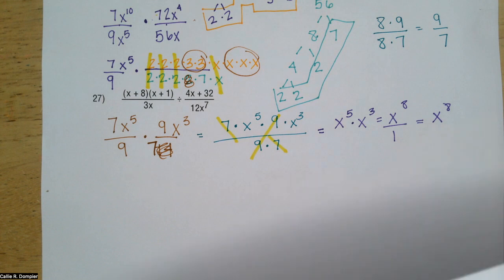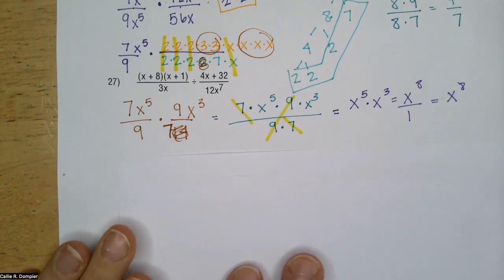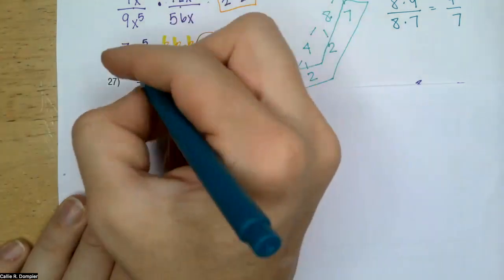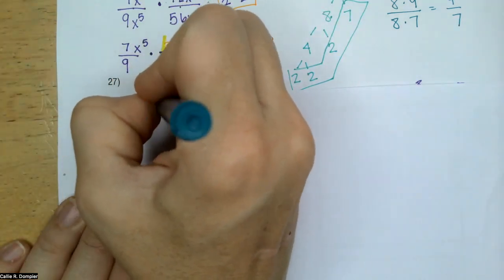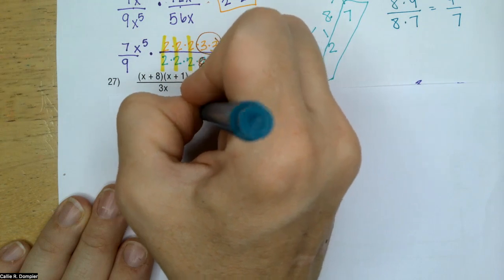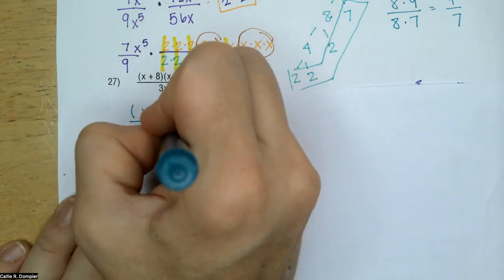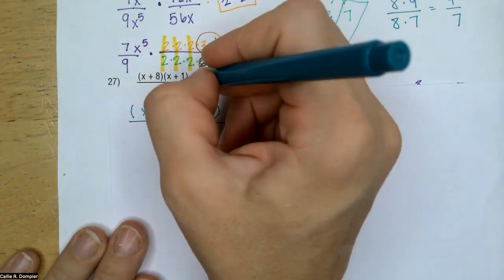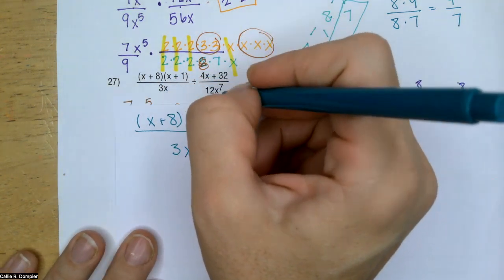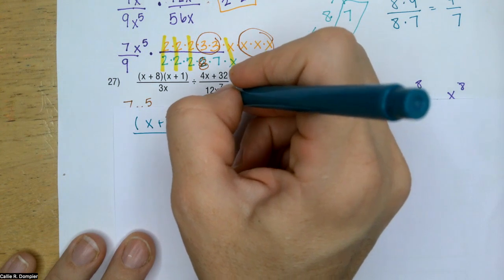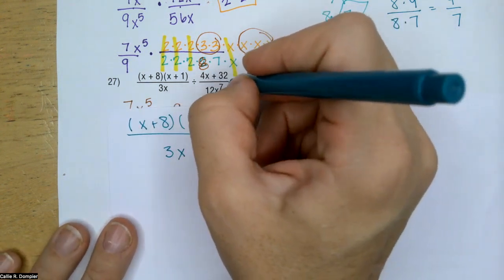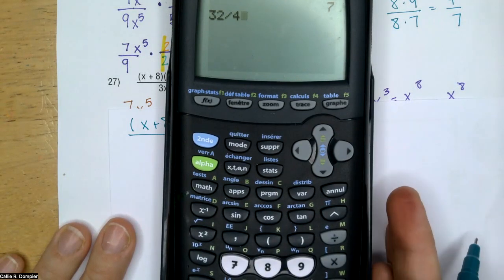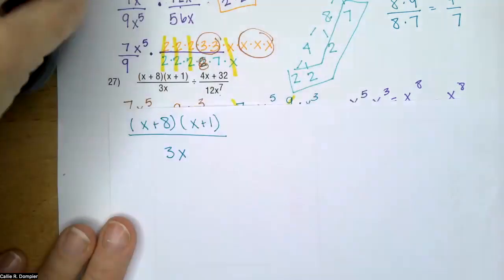Whatever you would like. 27 asks for the quantity x plus 8 times the quantity x plus 1 over 3x. Nothing to simplify here. Divided by 4x plus 32 by 12x to the 7th. 4x and 32. Well, can I take 32? I can at least divide it by 2, right? Can I take 32 and divide it by 4? Yes, I can. It's 8.